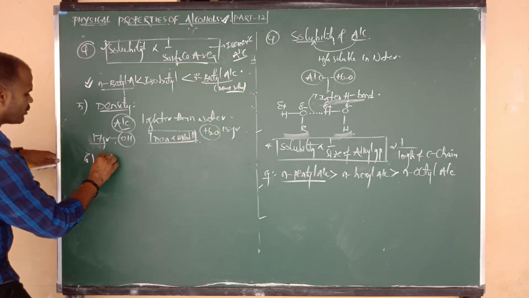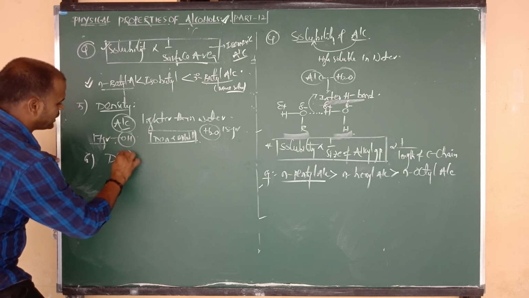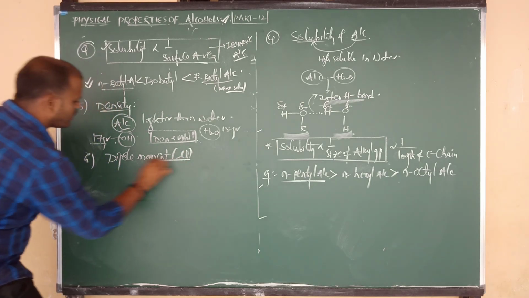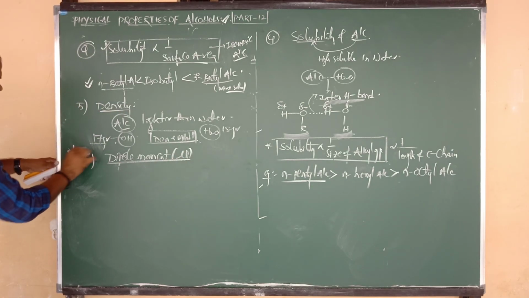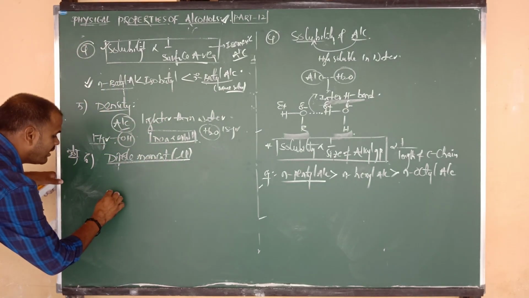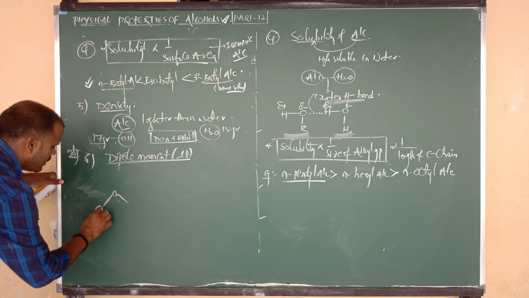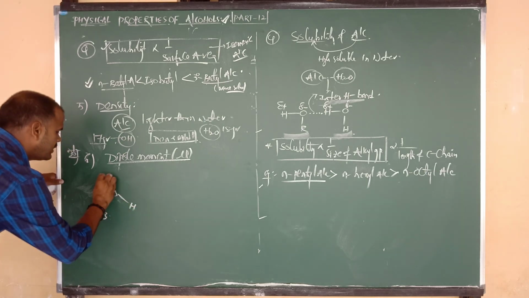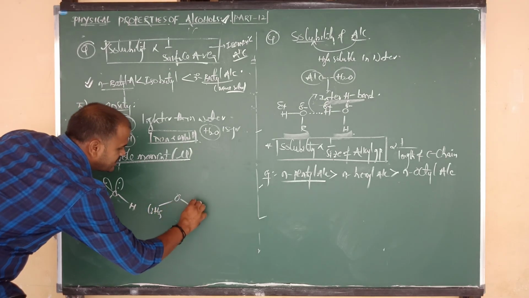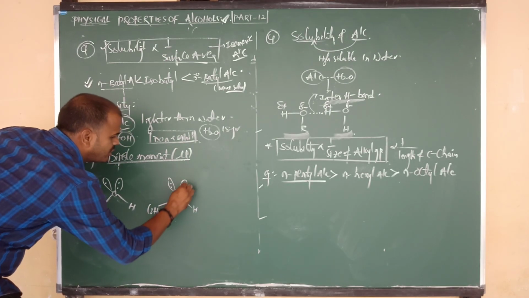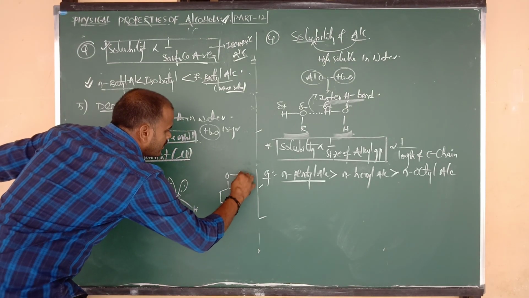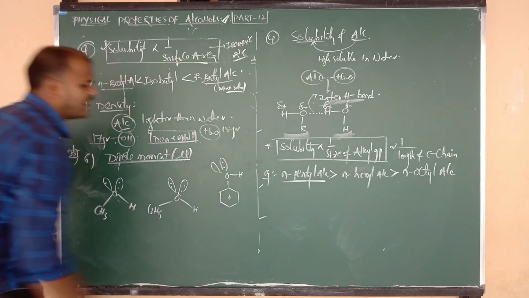Last and final topic is the dipole moment. What is the symbol of dipole moment? It is mu. It is a topic only for objective questions, but we have to discuss it. We have to remember the dipole moments of three compounds. One is methyl alcohol, CH3 bonded to OH, which contains 2 lone pairs. One more is ethyl alcohol, C2H5OH, which also contains 2 lone pairs. And one more is phenol, which also contains 2 lone pairs.